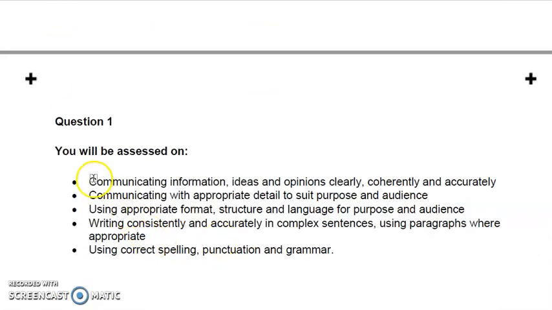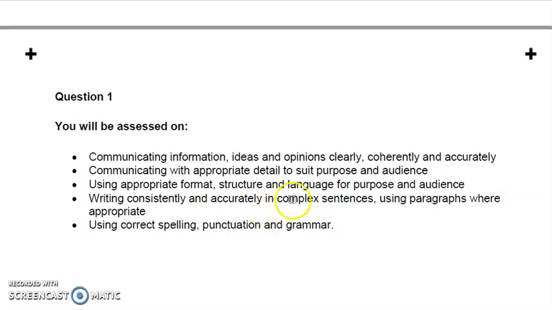So, it will give you a quick blurb on what you're being assessed on, and you'll see here this is all stuff we've looked at so far in the course. So getting across ideas and information clearly and accurately, appropriate detail to suit audience and purpose, so looking at purpose and audience. So this is all stuff you've done to date in the Moodle course and the virtual sessions. And using appropriate format, structure and language for purpose and audience. That's thinking about your language features and also thinking about how you're going to lay out your document.